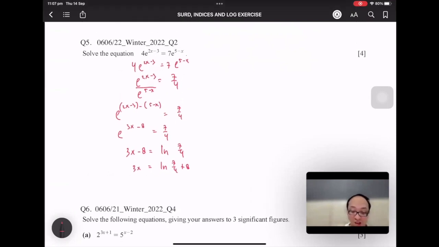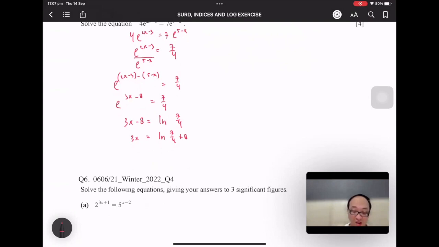Is it in exact form? They don't mention it. So 1 over 3 times (ln 7 over 4 plus 8). Or if you put it into the calculator, it will be (ln 7 over 4 plus 8) divided by 3, 2.85.